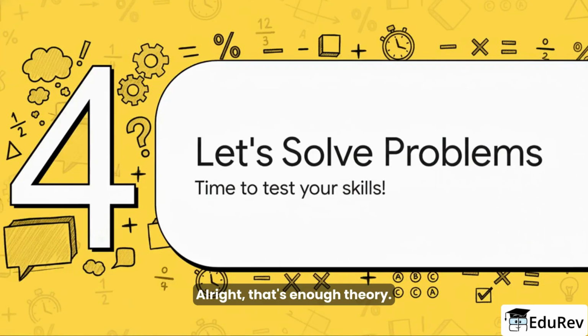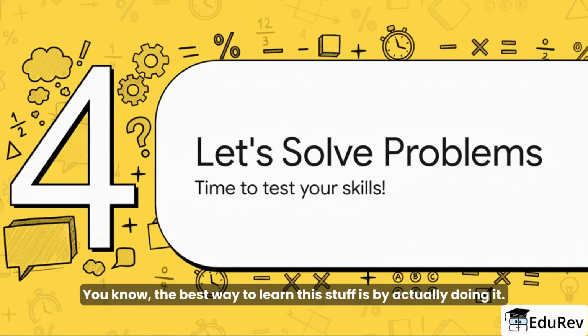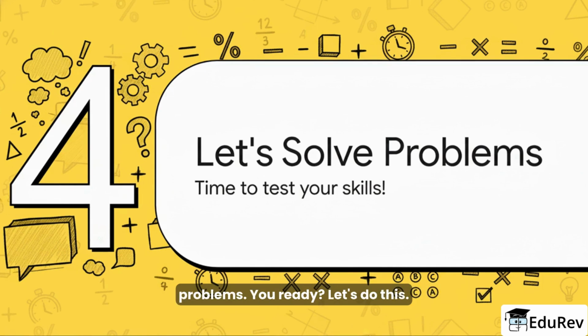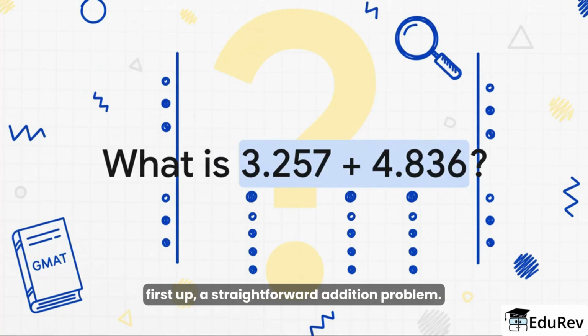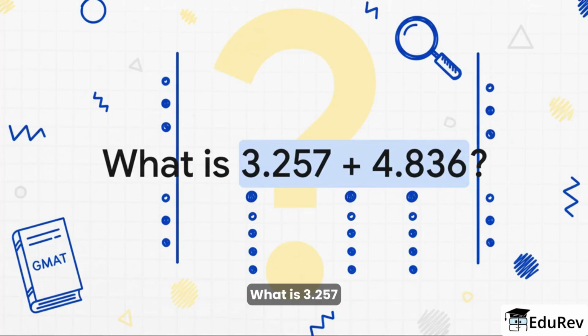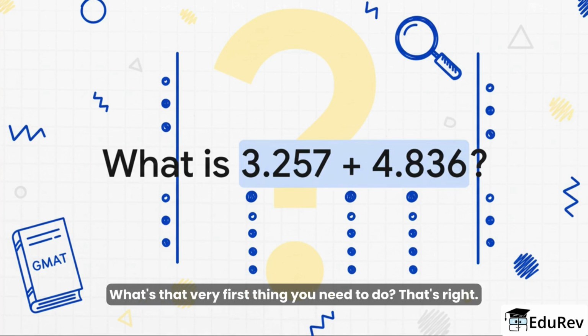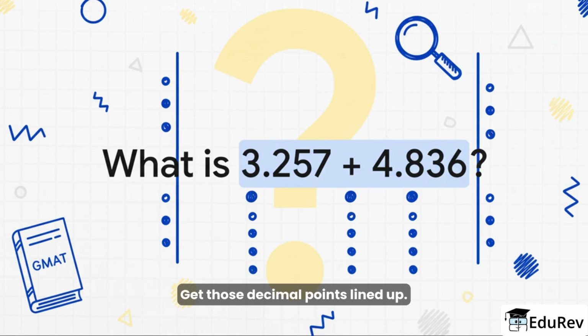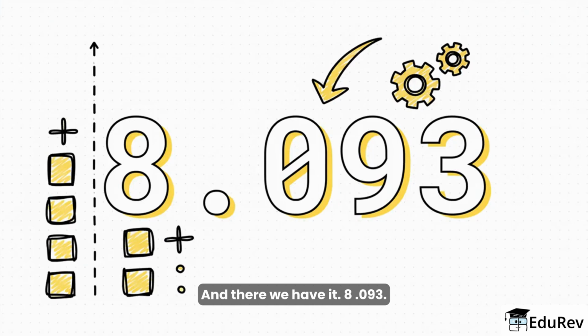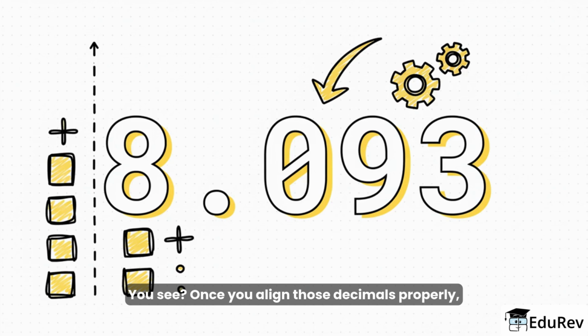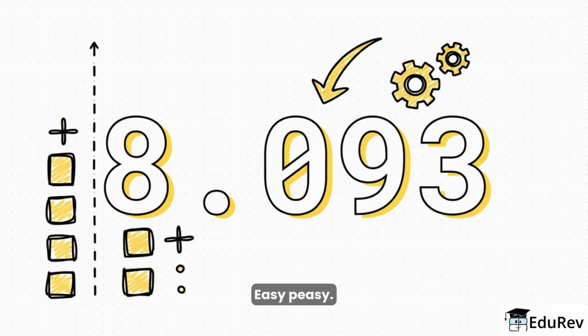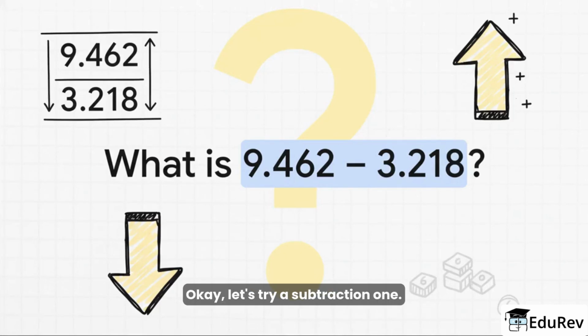All right, that's enough theory. You know, the best way to learn this stuff is by actually doing it. So let's put these rules into practice with a few GMAT-style problems. You ready? Let's do this. Okay, first up, a straightforward addition problem. What is 3.257 plus 4.836? Now remember the rule for addition. What's that very first thing you need to do? That's right, get those decimal points lined up. And there we have it, 8.093. You see, once you align those decimals properly, the rest is just simple addition, column by column. Easy peasy.